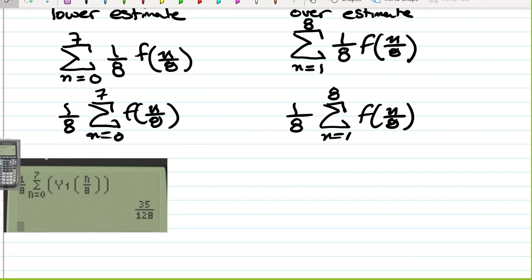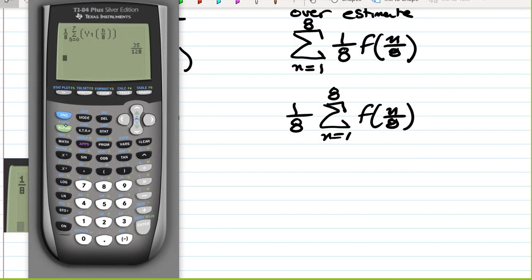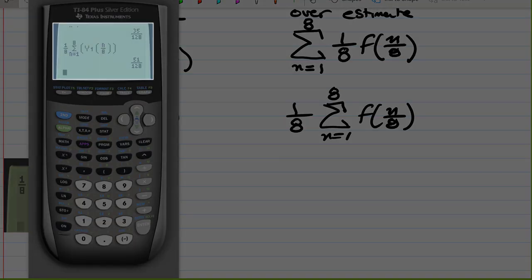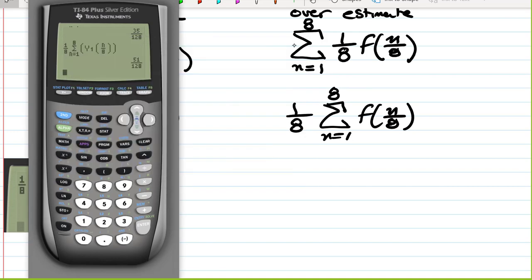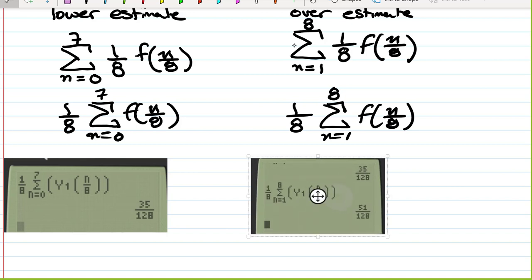All right, so putting the overestimate into our calculator is going to be almost exactly the same thing. In fact, I'm going to press second and enter to pull up what I typed on the previous line, because I only have to change two things. Instead of n starting at 0, it's going to start at 1, and instead of stopping at 7, it's going to stop at 8. And when I do that, my calculator gives me the overestimate, and this time that's 51 over 128.